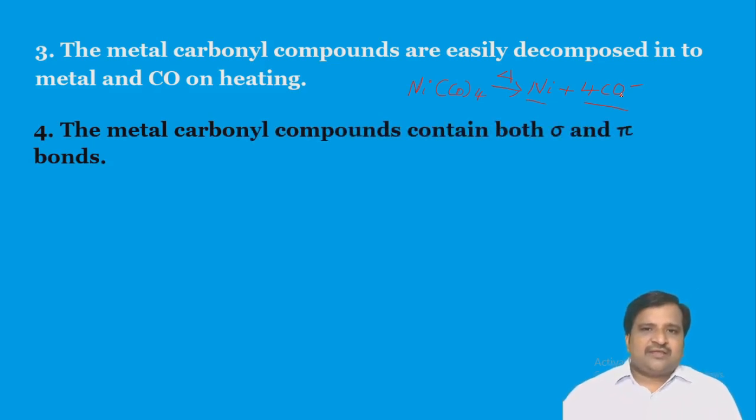The metal carbonyl compounds contain both sigma and pi bonds. In these carbonyl complexes, between the metal and CO, there is donation of an electron pair from the CO ligand to the metal to form the sigma bond, and by back bonding, the metal electron pair is donated to the vacant orbital of carbon to form the pi bond. So both sigma and pi bonds are possible in these compounds.